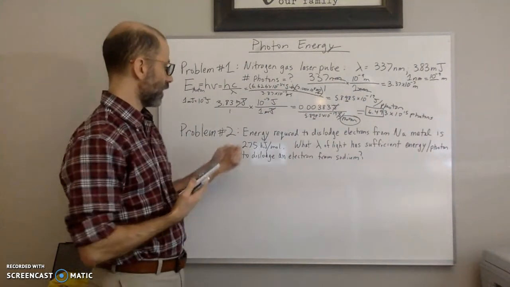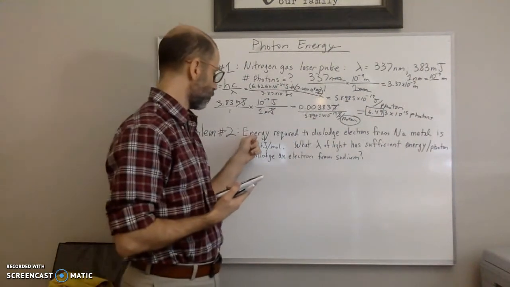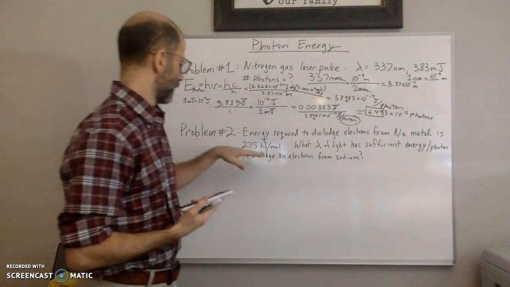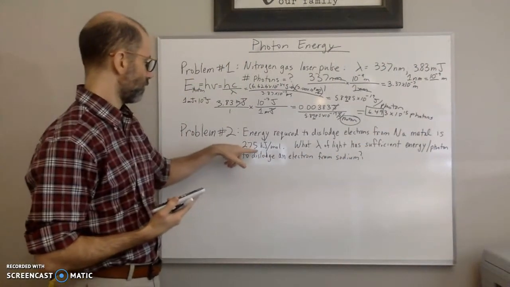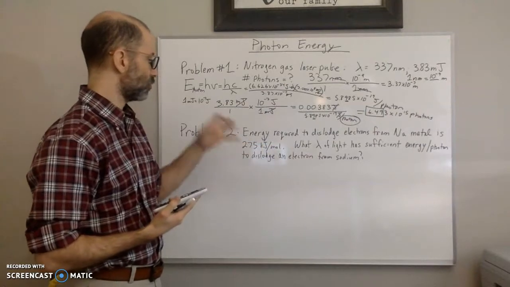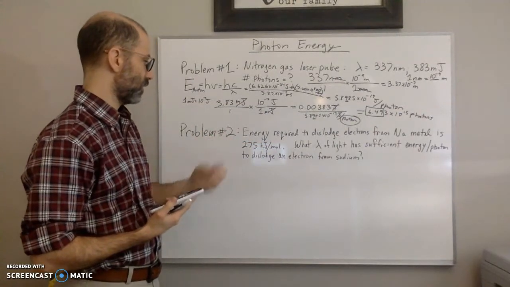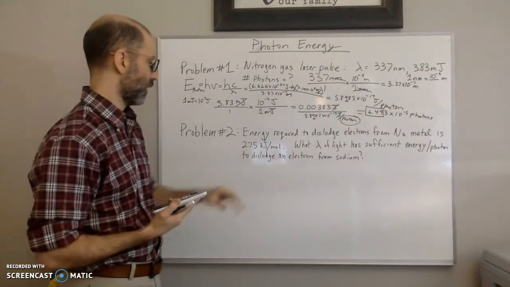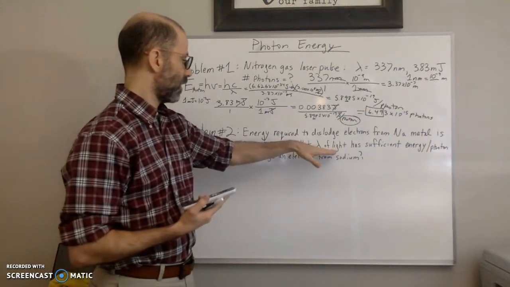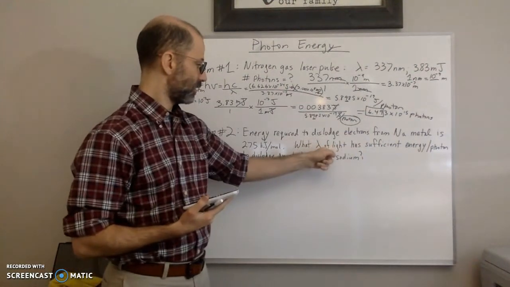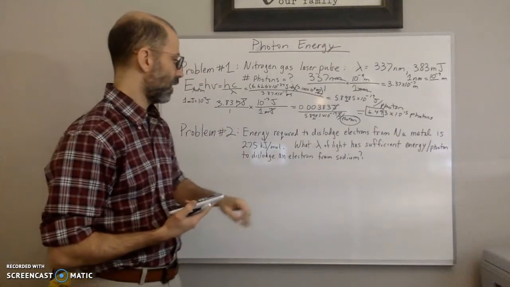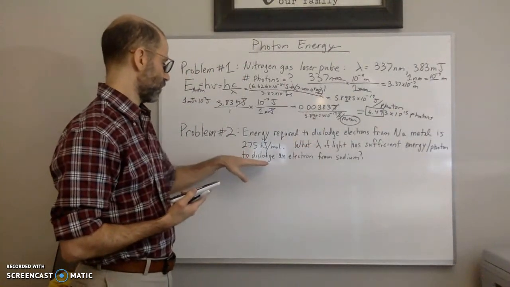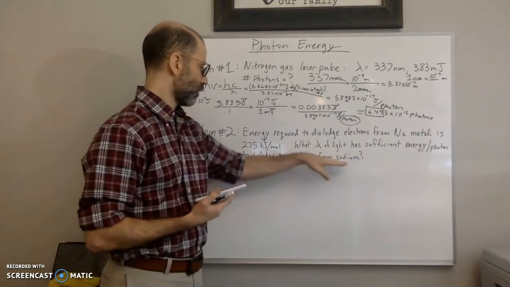The second problem is I'm given energy. It's told that the energy required to dislodge electrons from sodium metal is 275 kilojoules per mole. That's the total amount of energy that's needed to eject electrons. Okay, then they're asking what is the wavelength of light, and they want this in nanometers, that has sufficient energy per photon to dislodge an electron from sodium.